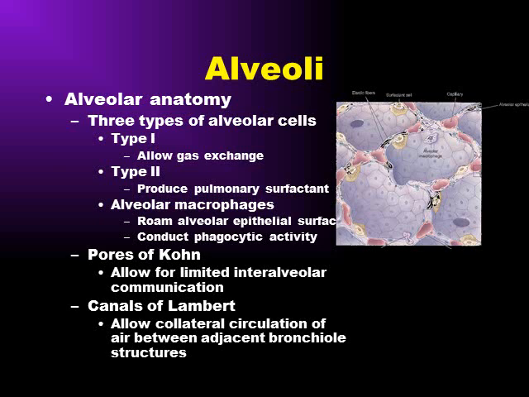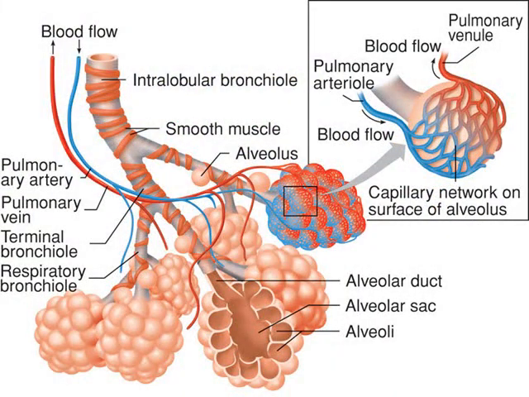And roaming about, eating up any type of foreign material or microorganism that might be found in the alveoli are alveolar macrophages. They can also get between alveoli by going through little openings that you can see illustrated here called the pores of Kohn, and also between bronchioles through the canals of Lambert. Each alveoli has a rich blood supply, and this is why lung tissue is very vascular.